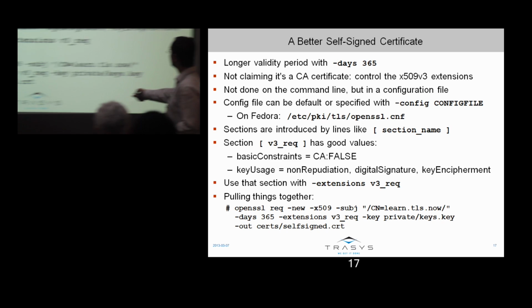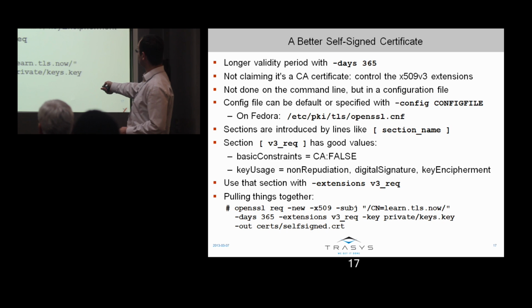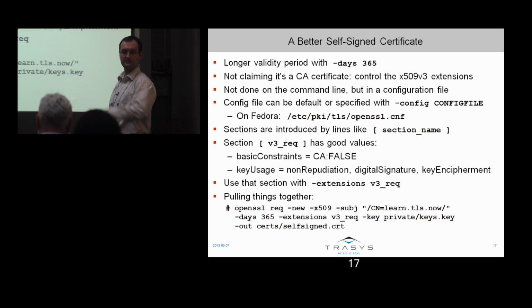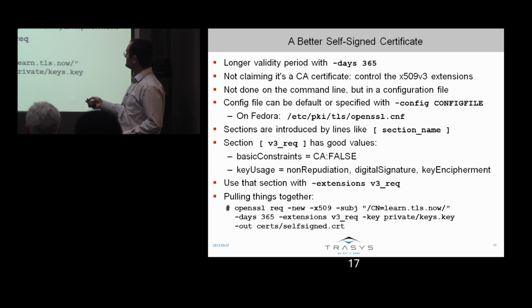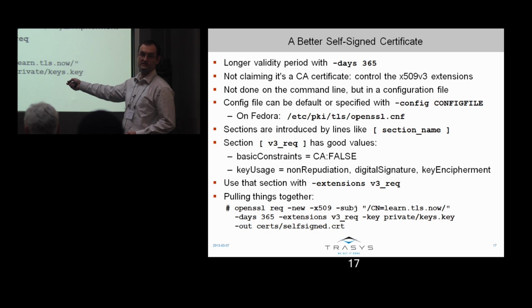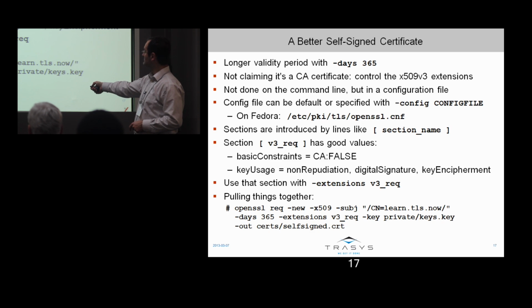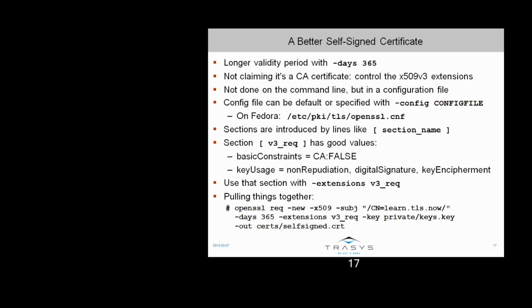So here we go. It can do non-repudiation, and it can do digital signature and key encipherment, but none of the other things that would mean code signing and email. And since this section already has some assignments that I like, I don't need to change the configuration file. I just need to tell OpenSSL when it creates the self-signed certificate to use this section. And I do that with this option, -extensions, and I give it the argument v3_req.